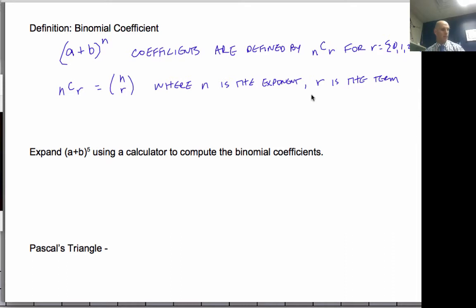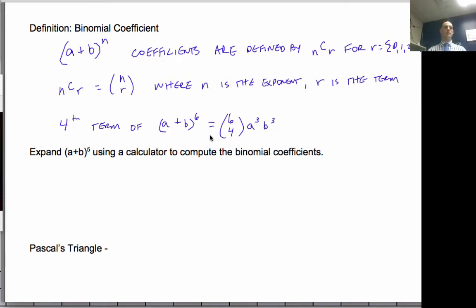Okay, what does this actually mean? Well, just take a look here for a second. The fourth term of a plus b to the sixth looks like this. 6, n is the exponent, 6, and I want the fourth term. And it's going to be a cubed b cubed. Well, how do I know that?